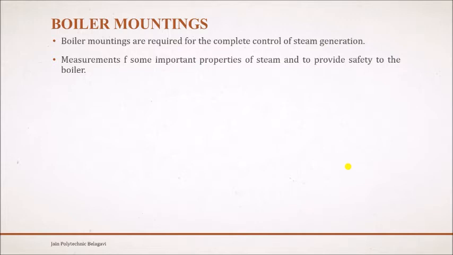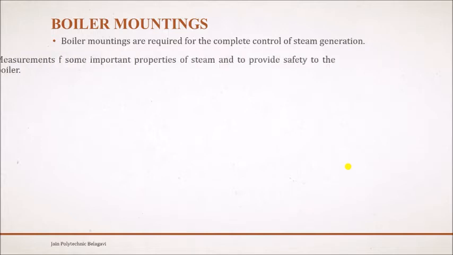For example, consider a pressure gauge. It is one of the mountings. Using the pressure gauge, we can easily identify what pressure is generated inside the boiler, and the steam pressure coming out of the steam outlet can also be monitored and noted down. The pressure gauge is very important because if the pressure inside the boiler goes beyond the limit, that can be easily noted. Hence the pressure gauge is a very necessary mounting.